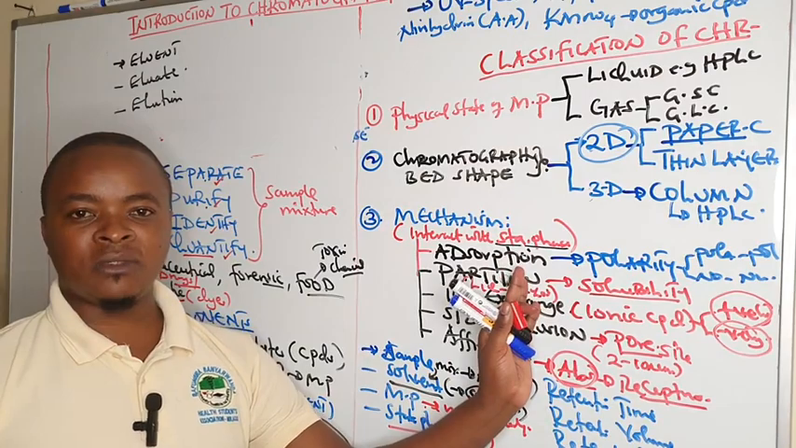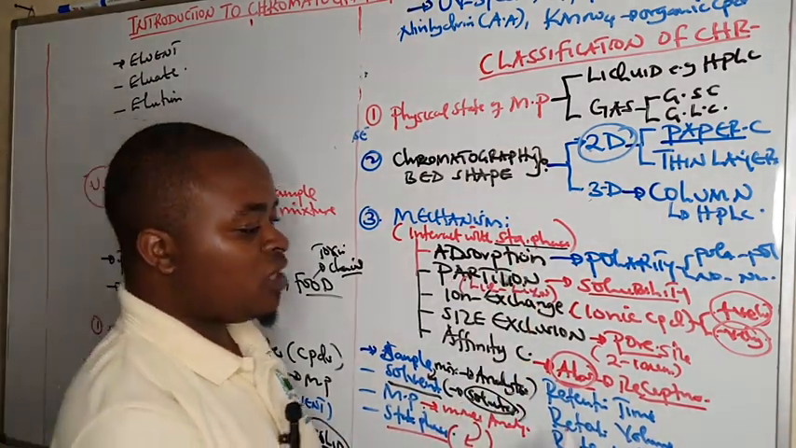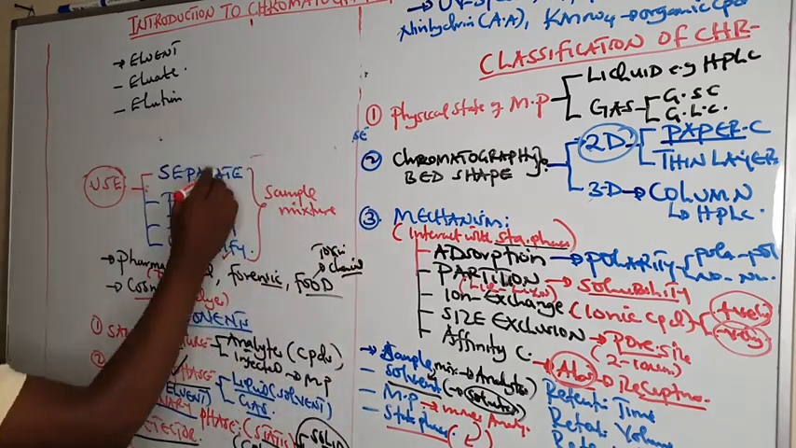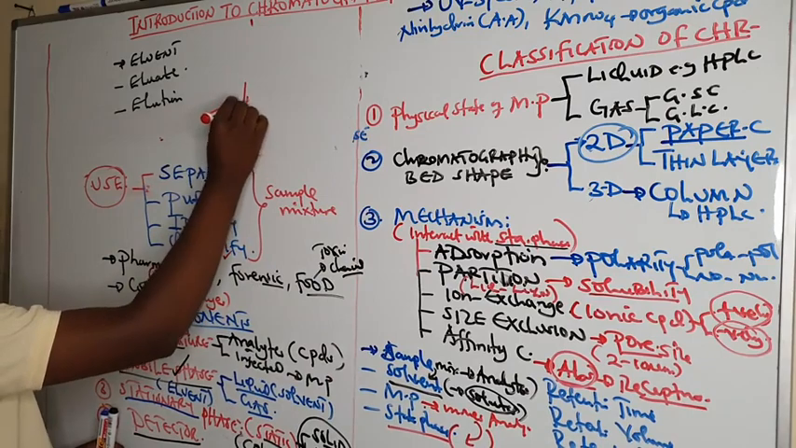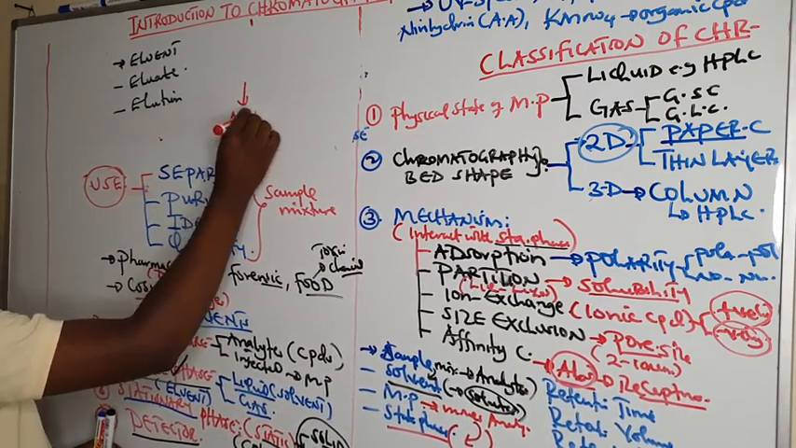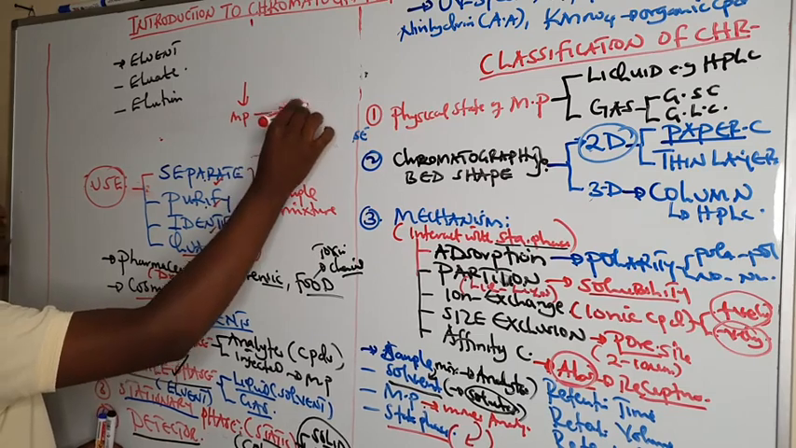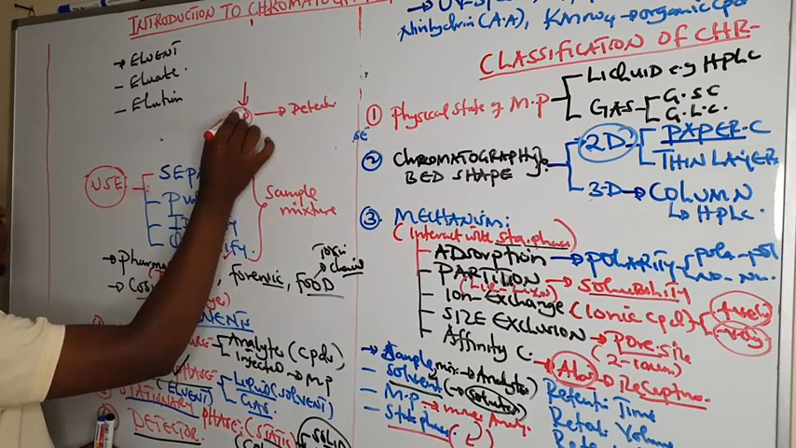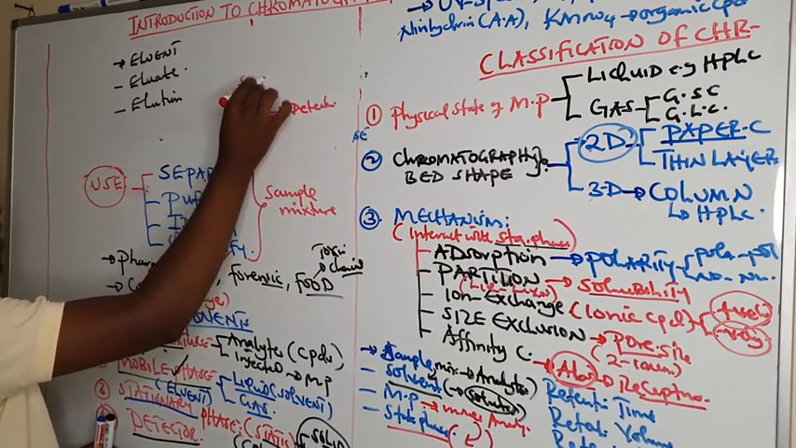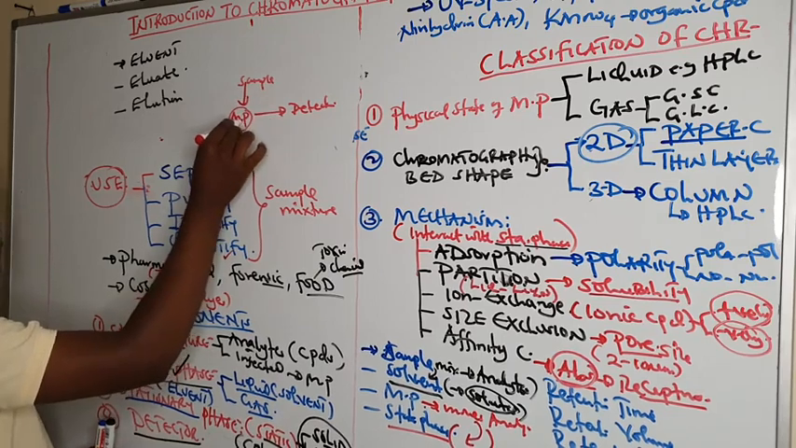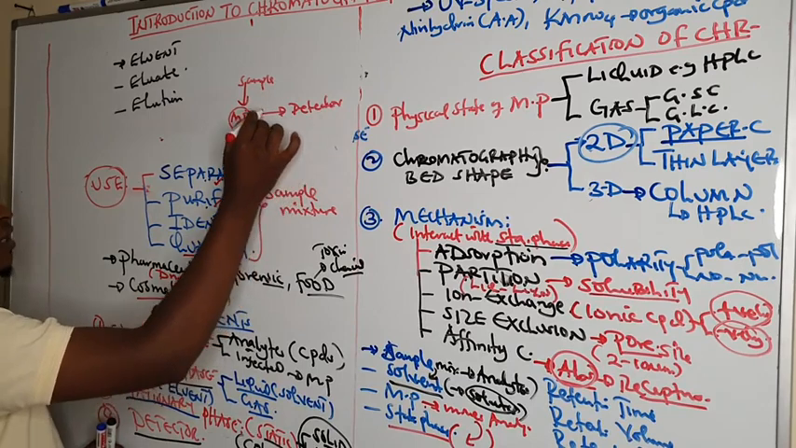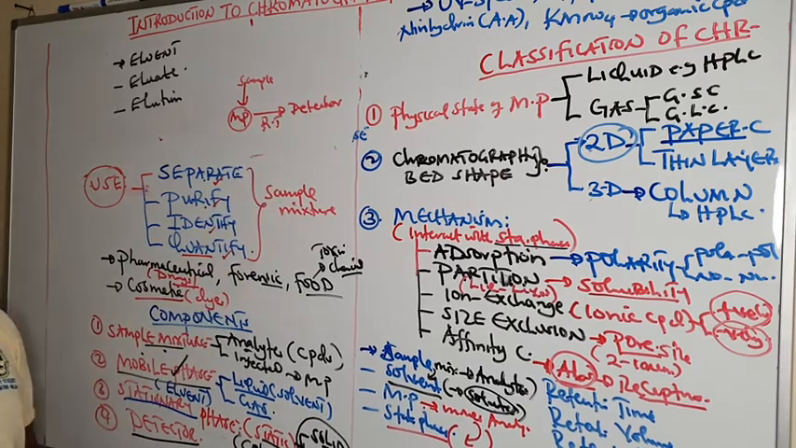Then the stationary phase is the immobile phase, to which the mobile phase brings the analytes to be separated depending on these mechanisms. Whereas the retention time is the time taken from when the sample is added to the mobile phase up to when it reaches the detector system. So the time after being added to the mobile phase, the time it will take to reach the detector system. So this time lag is what we are calling retention time.